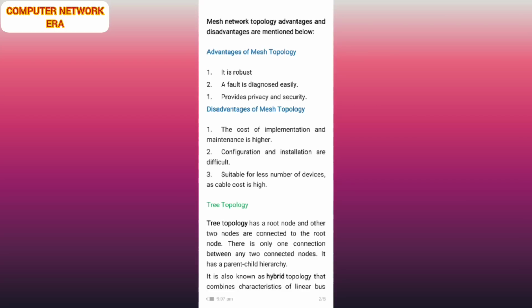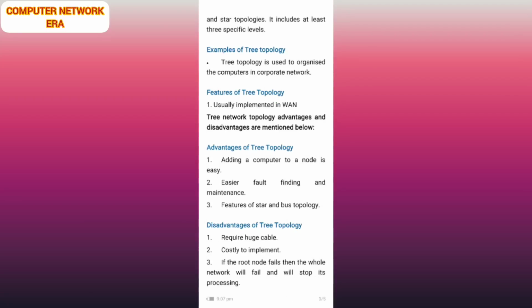In tree topology, there is a root node and the other nodes are connected to the root. Just imagine a tree: it has roots, and then further branches. There is only one connection between two connected nodes. It has a parent-child hierarchy. It is also known as a hybrid topology that combines characteristics of linear bus and star topology.